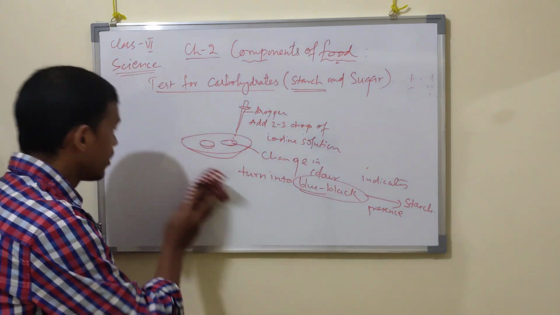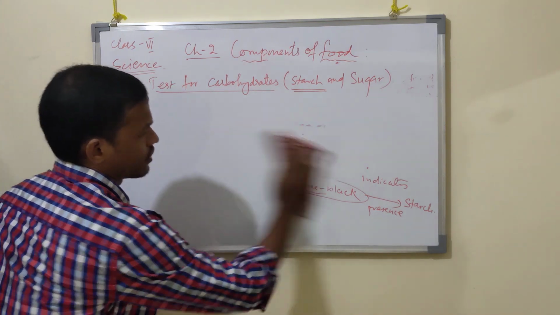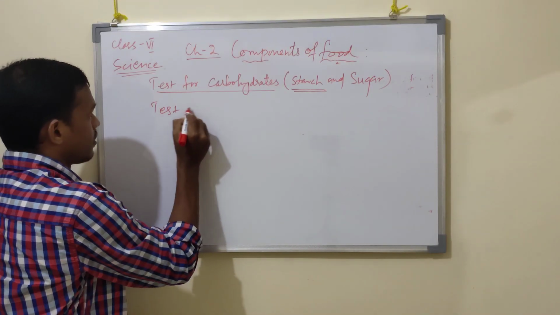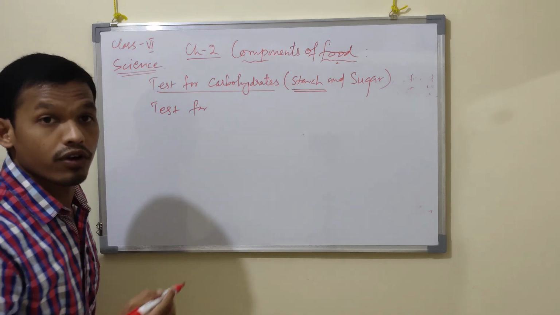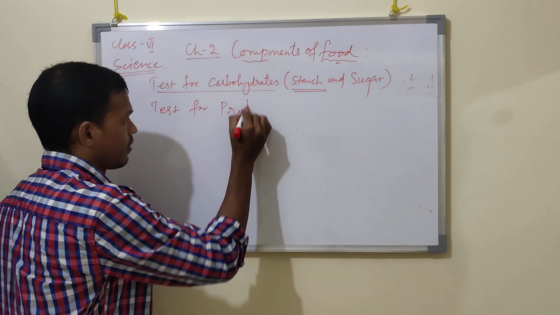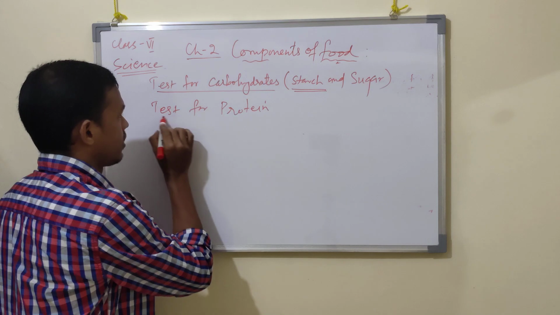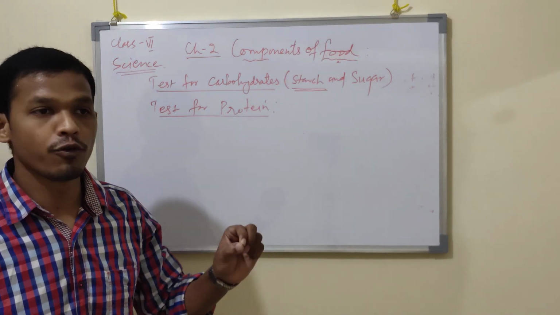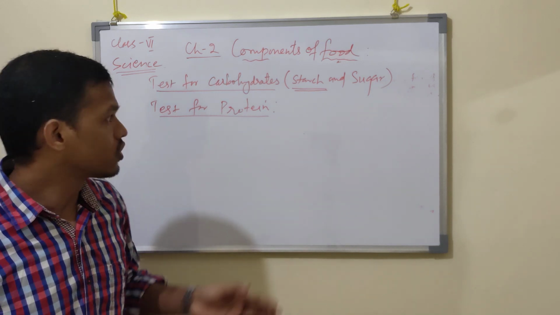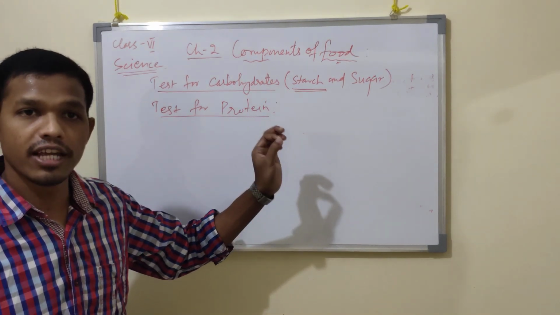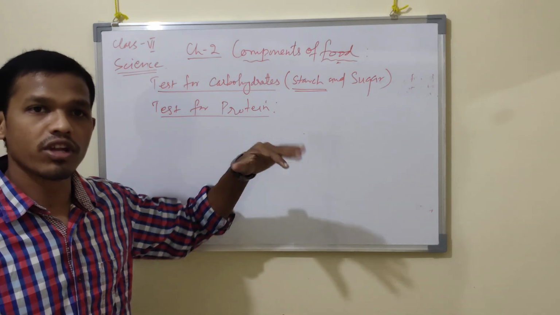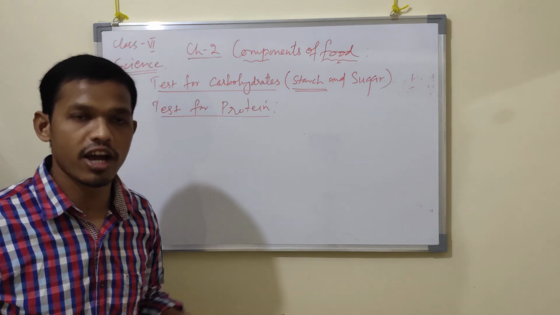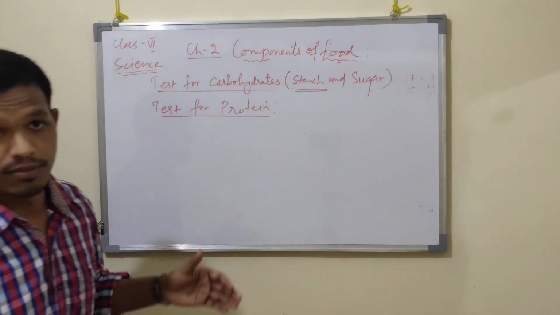So we'll go for the next test. Repeat this test for other food items to see whether they contain starch or not. Initially we talked about only one food item, but we have a variety of food items, so we can test the others in a similar way.